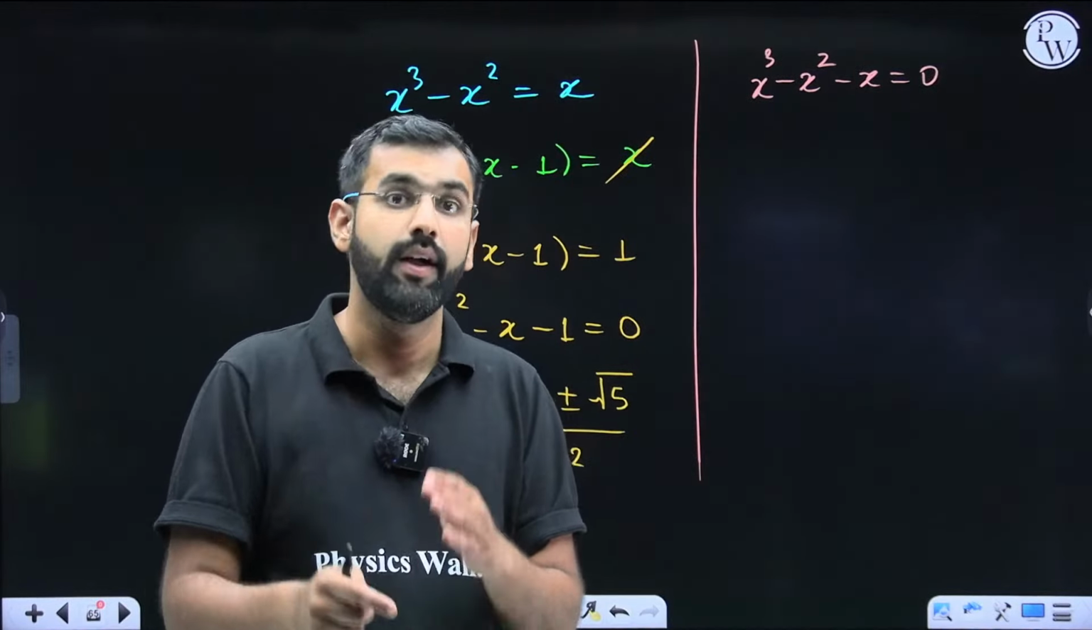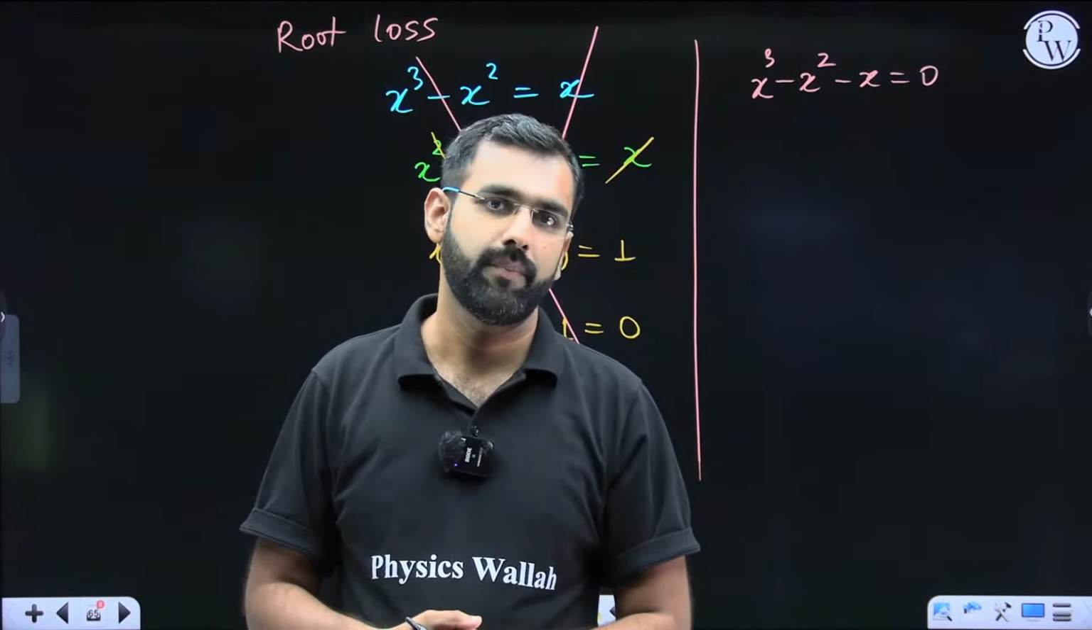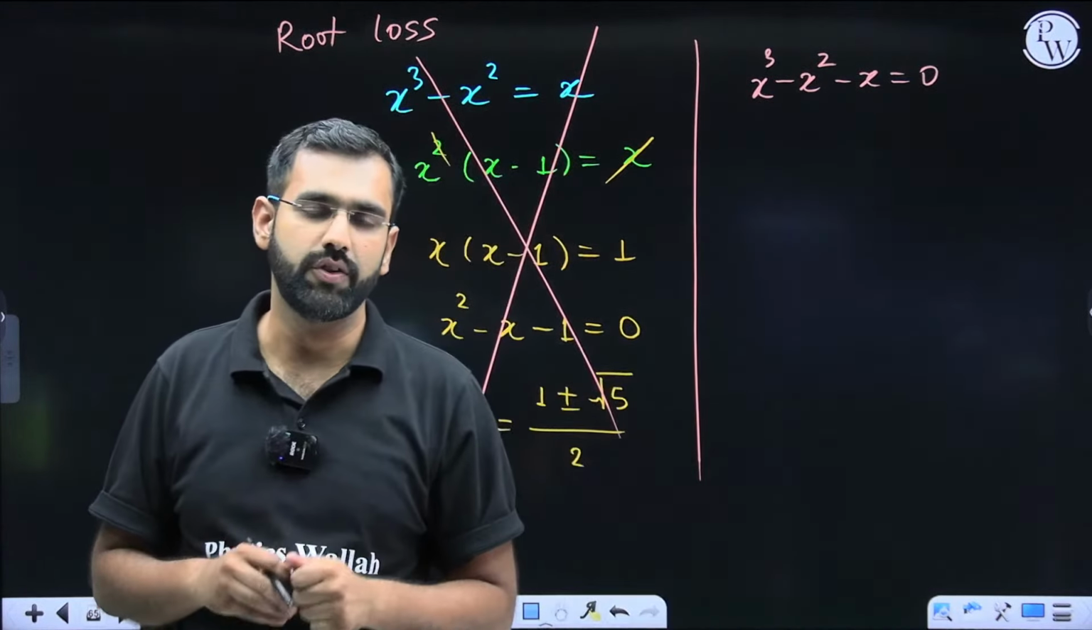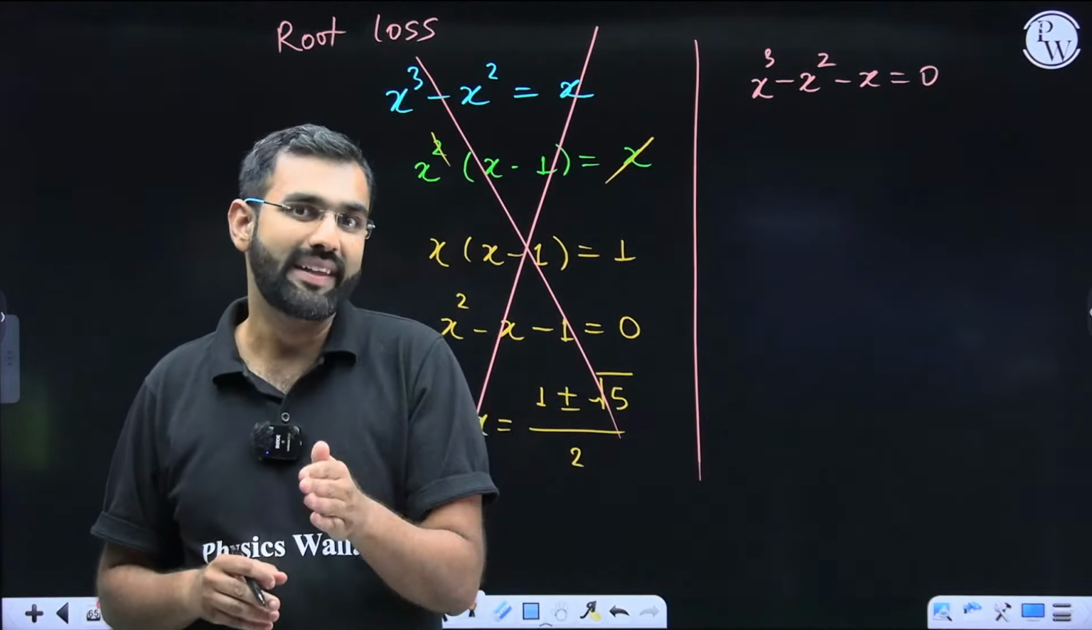So here, I hope you're understanding, I must have made a mistake. And that mistake is the mistake of root loss. Now, what is root loss? You just cannot cancel a variable by a variable. I repeat, if you are cancelling a variable by a variable in an equation, you are making root loss happen, which means the possibility of x being 0 is discarded or eliminated by you. I repeat, whenever you are solving equations, don't cancel a variable by a variable.